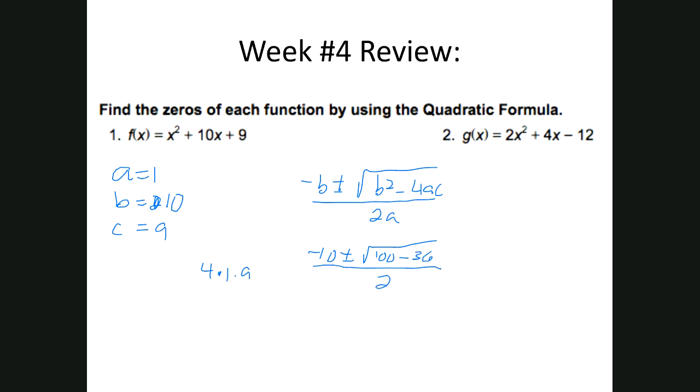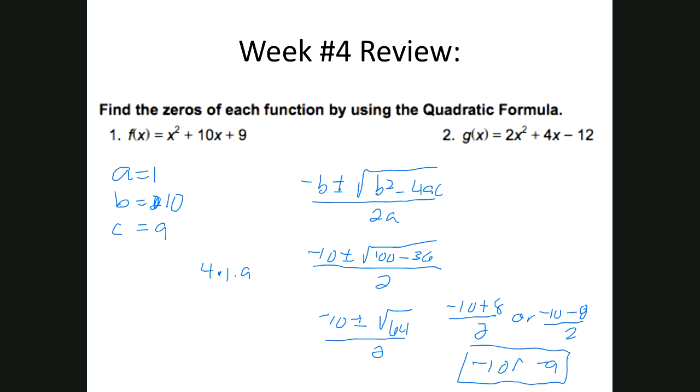100 minus 36, isn't that 64? So I end up with -10 plus or minus the square root of 64, over 2. The square root of 64 is 8, so I've got -10 plus 8 over 2, or -10 minus 8 over 2. Well, -10 plus 8 is -2 over 2, which would be -1. Or -10 minus 8 is -18 divided by 2, which is -9. So those would be my two solutions using the quadratic formula.